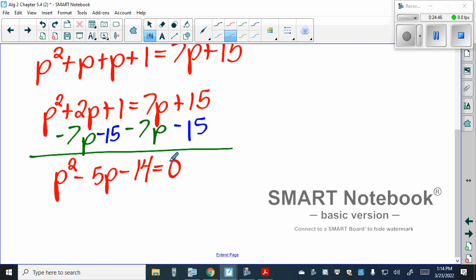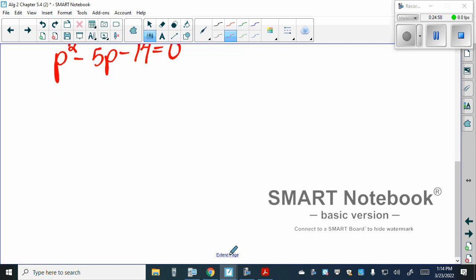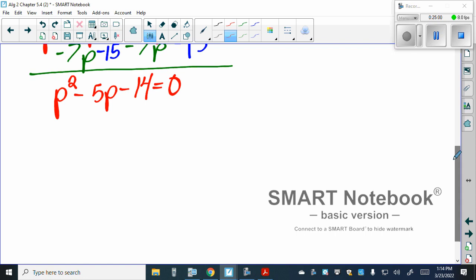Now we need to solve this here. Do we want to graph it or factor it? Which way do we want to do? We can factor this here. Now, since the 14 is negative, our signs are opposite. One's going to be positive, one is going to be negative.